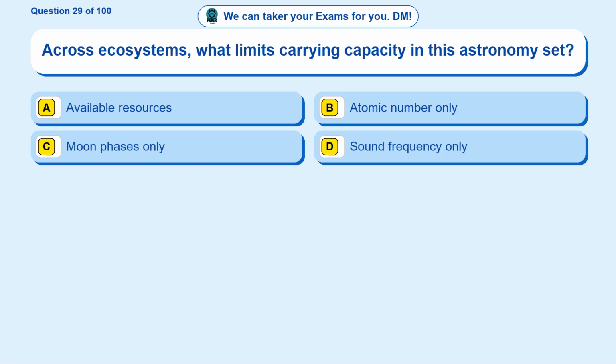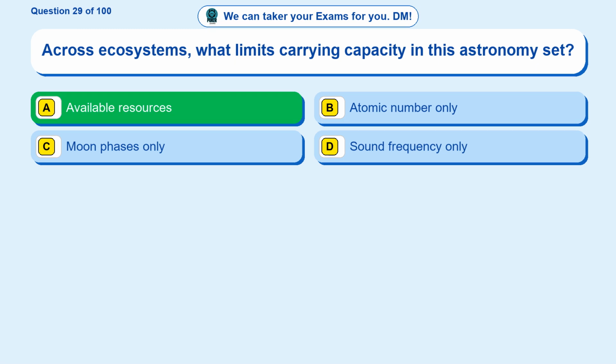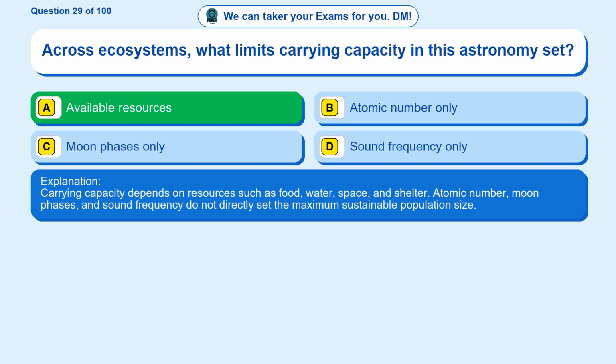Question 29. Across ecosystems, what limits carrying capacity in this astronomy set? Option A, available resources. Option B, atomic number only. Option C, moon phases only. Option D, sound frequency only. The correct answer is option A. Available resources. Carrying capacity depends on resources such as food, water, space, and shelter. Atomic number, moon phases, and sound frequency do not directly set the maximum sustainable population size.